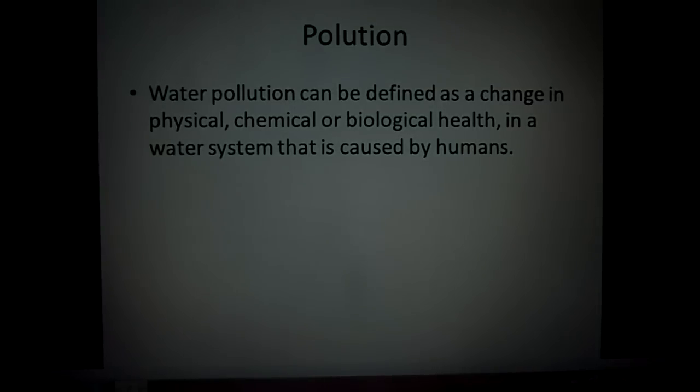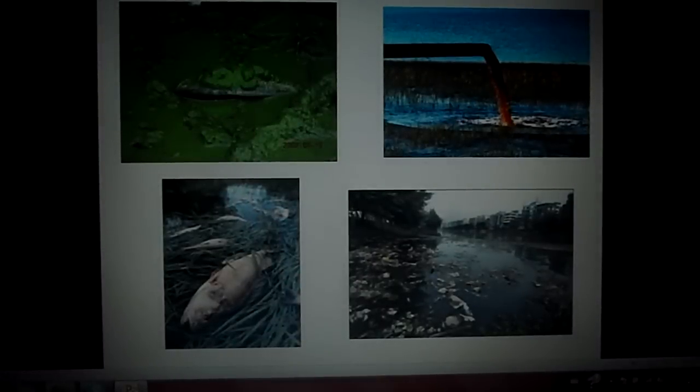So for pollution, water pollution can be defined as a change in physical, chemical, or biological health in a water system that is caused by humans. The article we use primarily talks about lakes and the rivers that connect them. What brought attention to the importance of pollution control was in 1969 when the Cuyahoga River caught on fire from being so polluted. We have damaged the Great Lakes in a number of ways: pesticides, heavy metals, agricultural runoff, air pollution, urbanization, toxic contamination, and sewage disposal.